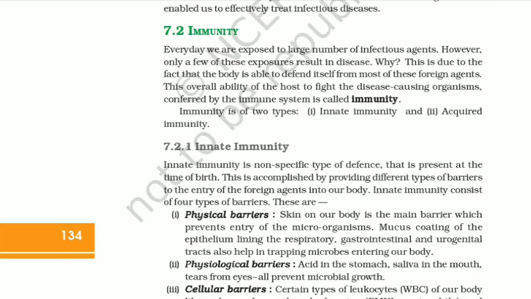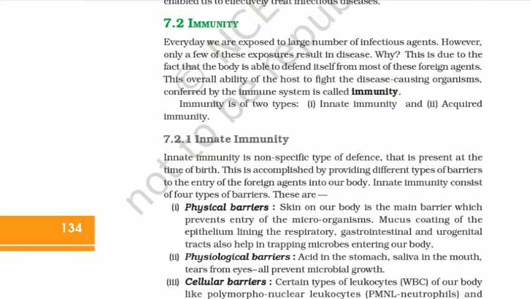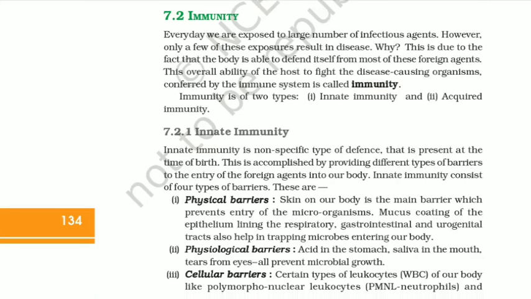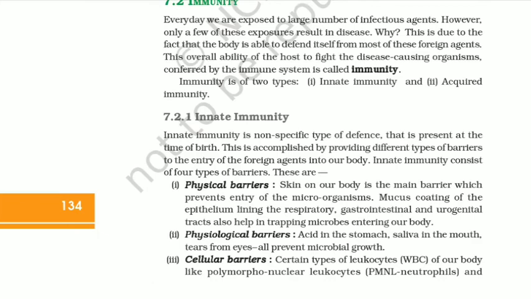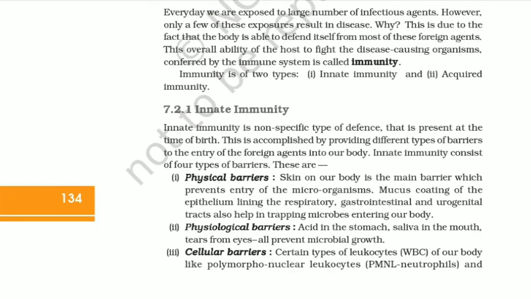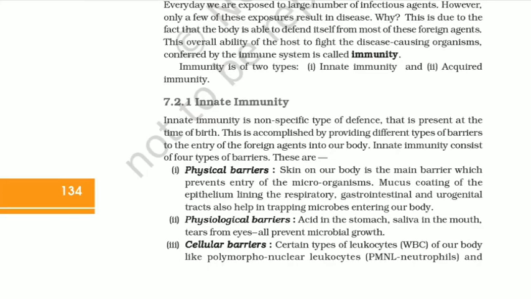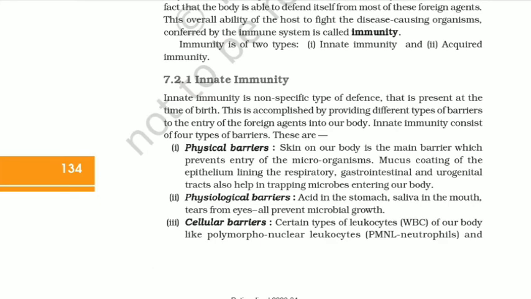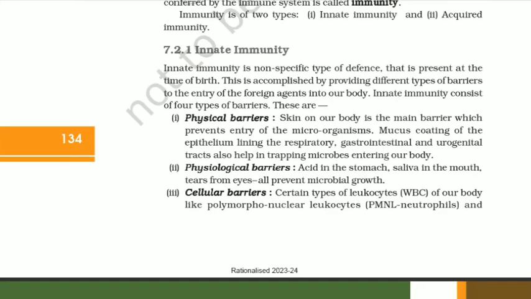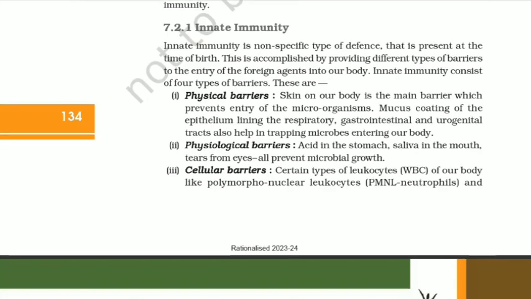7.2 Immunity. Every day we are exposed to large number of infectious agents. However, only a few of these exposures result in disease. Why? This is due to the fact that body is able to defend itself from most of these foreign agents. This overall ability of the host to fight the disease causing organisms conferred by immune system is called immunity. Immunity is of two types: innate immunity and acquired immunity.